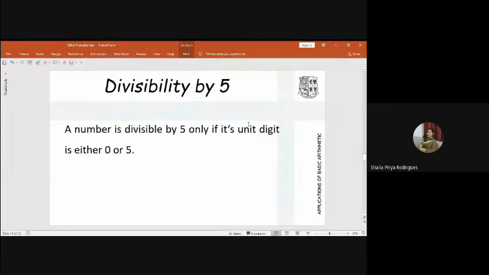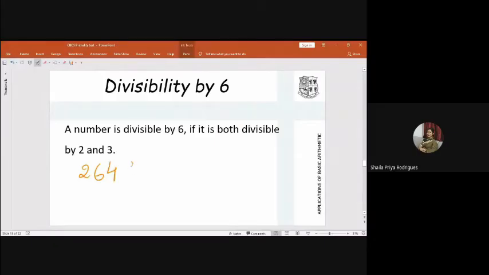Next is 6. What do you think is the divisibility test for 6? What are the conditions? A number is said to be divisible by 6 if it is divisible by 2 as well as 3. It should be divisible by 2 and 3 both. 26484.